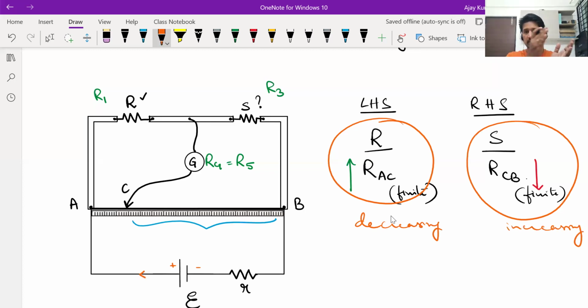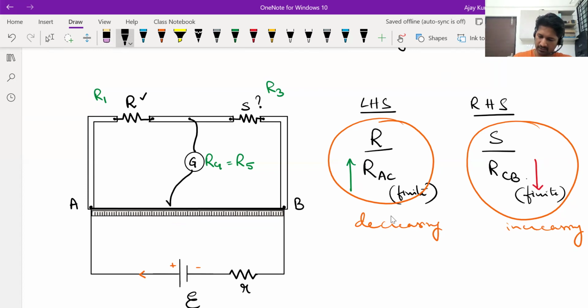Okay. In fact, you can imagine, if you take the connector C all the way to B, the other end, left side ratio will be finite, right side ratio will become infinite, because resistance between C and B becomes 0. If resistance between C and B becomes 0, right hand side ratio will become infinite. So when the jockey is connected at A, left side ratio is infinite. When the jockey is connected at B, right side ratio is infinite. Then definitely there will be some point in between A and B.